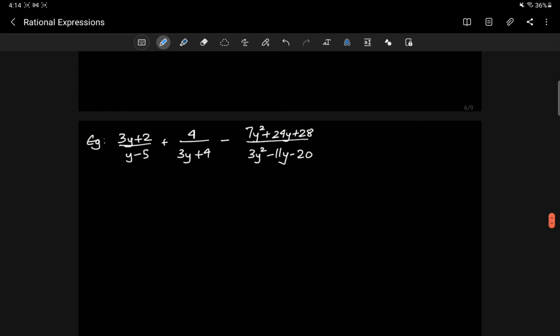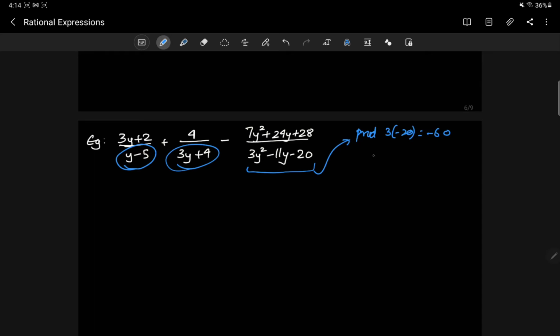Okay, let's go back to a more complicated example. There are 3 terms here. Now, even though there are 3 terms, the method doesn't change. So you have one factor y minus 5, one factor 3y plus 4, and then you have this term, which right now we don't know what it is, but let's try to factor it. So we need the product to be 3 times negative 20, negative 60. And we need the sum to be negative 11.